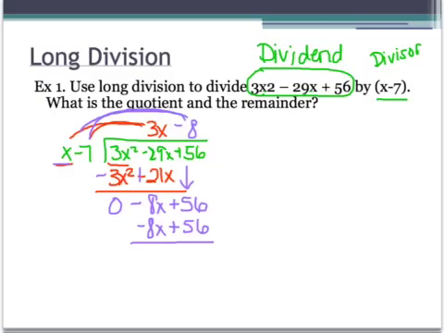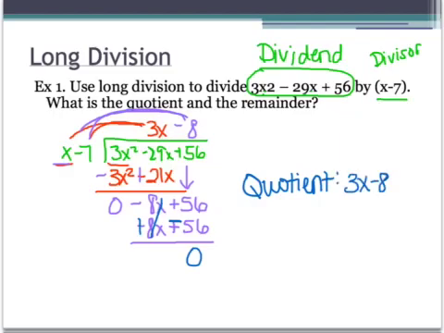And I want to subtract again. But subtracting is the same thing as multiplying each of these terms by negative 1. So that's going to become positive. And this 56 here is going to become negative 56. So negative 8x plus 8x is 0. Positive 56 plus a negative 56 is 0. And my quotient is then 3x minus 8. My remainder is 0, which means x minus 7 divides 3x squared minus 29x plus 56 evenly.